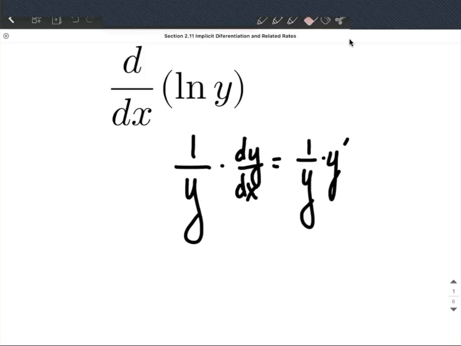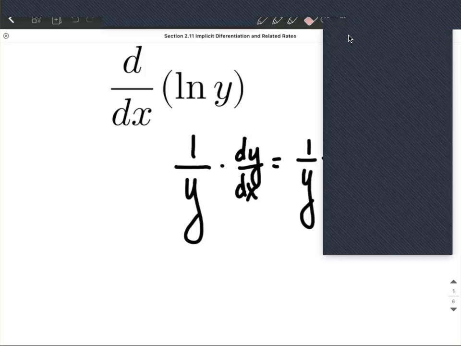But being that our notation was we're differentiating with respect to x, the d/dx, that's why I used the Leibniz notation. All right, hope this helps out. Good luck.